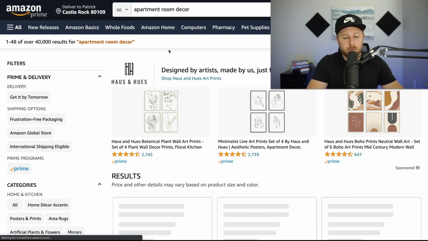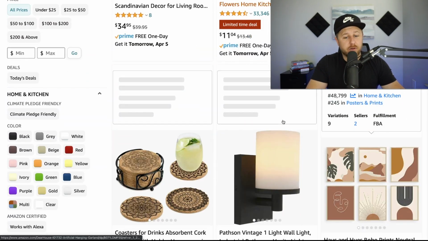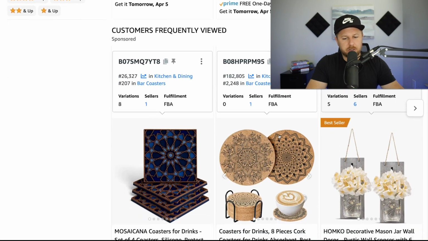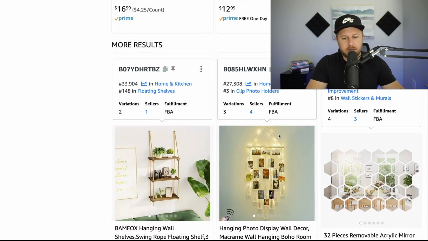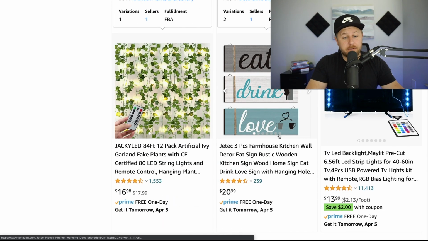All right, so apartment room decor. Let's see what products are popping up. This has very high reviews. But then again, this one has low reviews. I wouldn't sell a light fixture. I'm just looking around at the different ideas and what types of products are popping up. And then maybe that could lead to a different product.